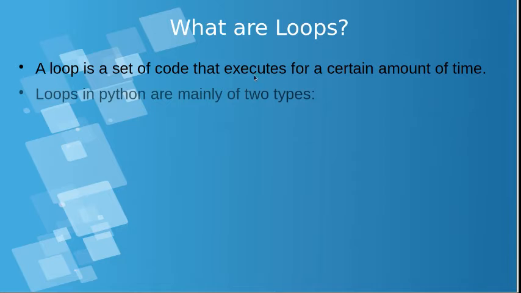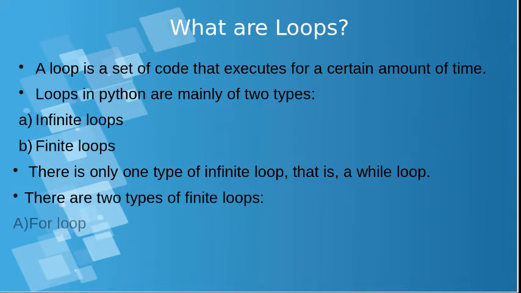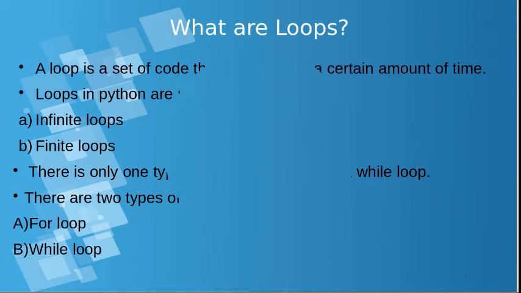Loops in Python are mainly of two types: infinite loops and finite loops. In infinite loops there is only one type, that is a while loop. But in finite loops there are two types, that is a for loop and a while loop as well. Now you may be confused between an infinite while loop and a finite while loop, so I'm going to clear that out right now.